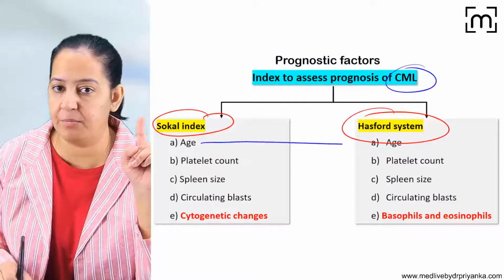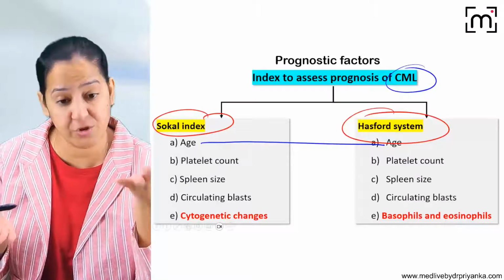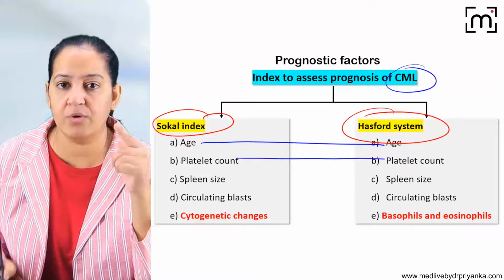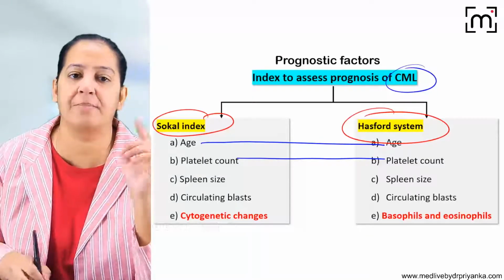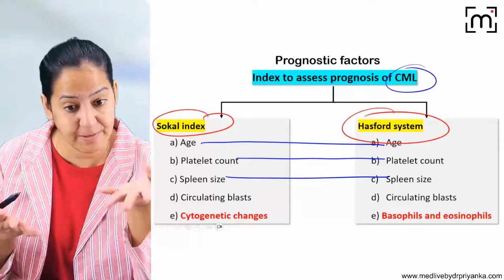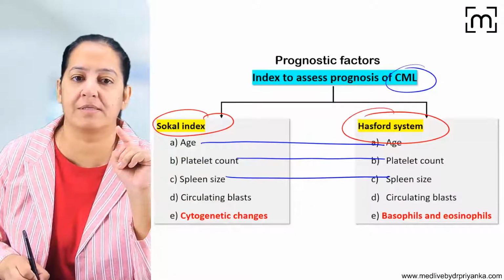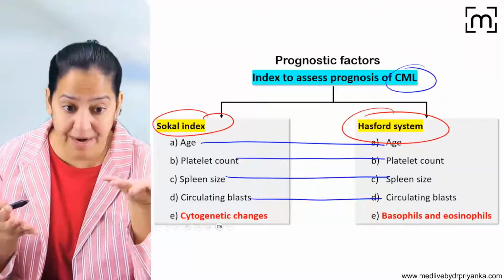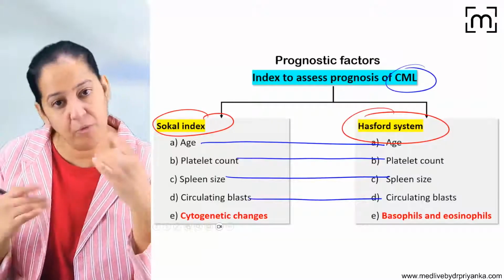So age is a criterion in both of them. Older is the age, poorer is the prognosis. Platelet count, less is the platelet count, poorer is the prognosis. Spleen size, more is the splenomegaly, poorer is the prognosis. Circulating blast, more is the myeloblast percentage in both of them, poorer is the prognosis.